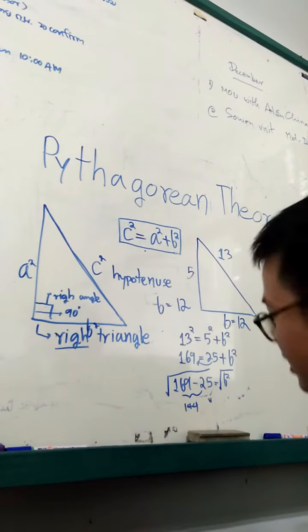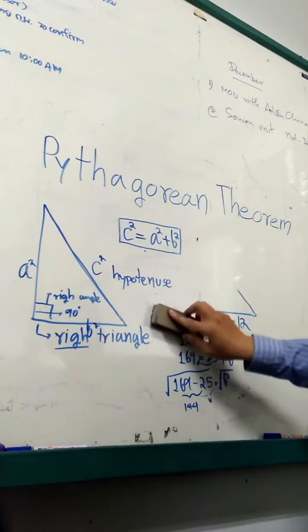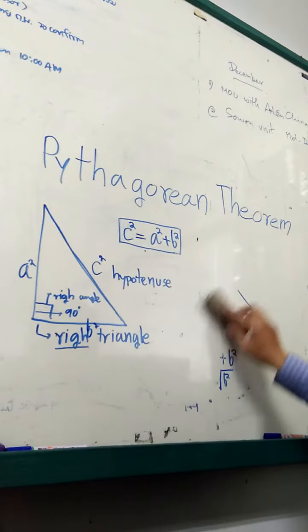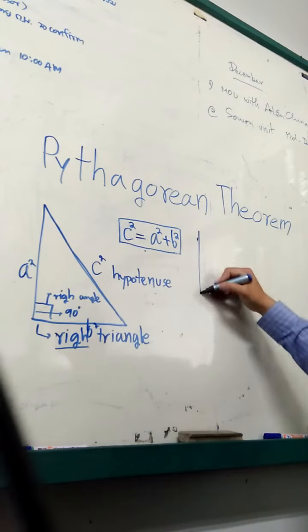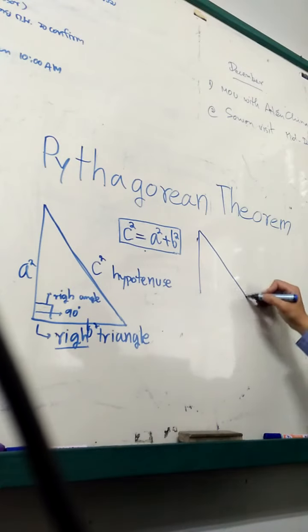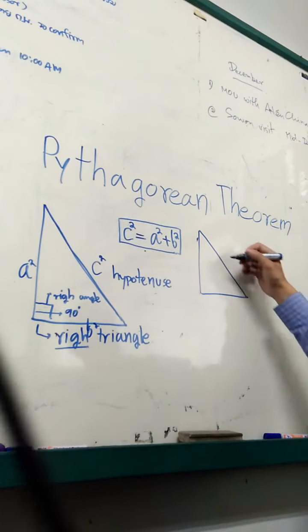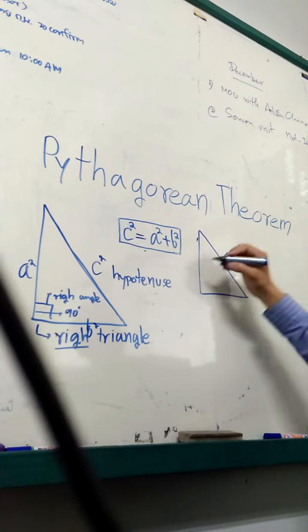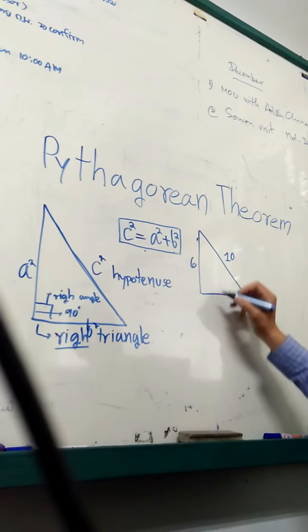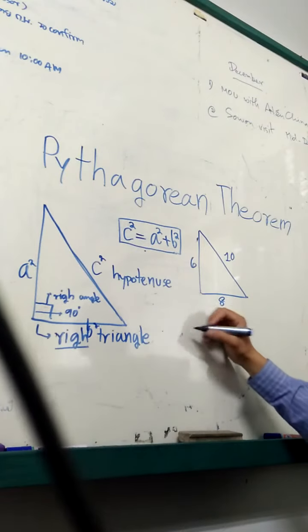Right? So now we're gonna prove is it a right triangle or not. I will give you 3 sides you already know, okay? This side, the longest side is 10, and the rest is 6 and 8, okay?